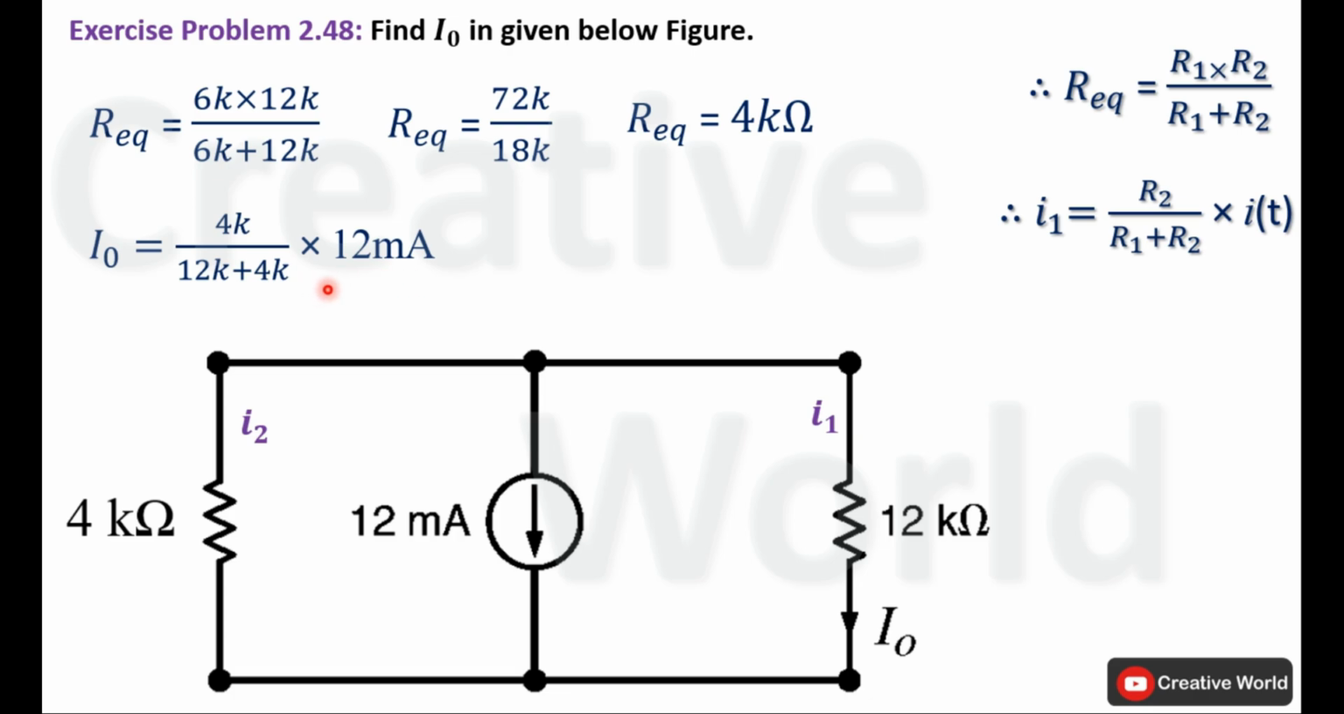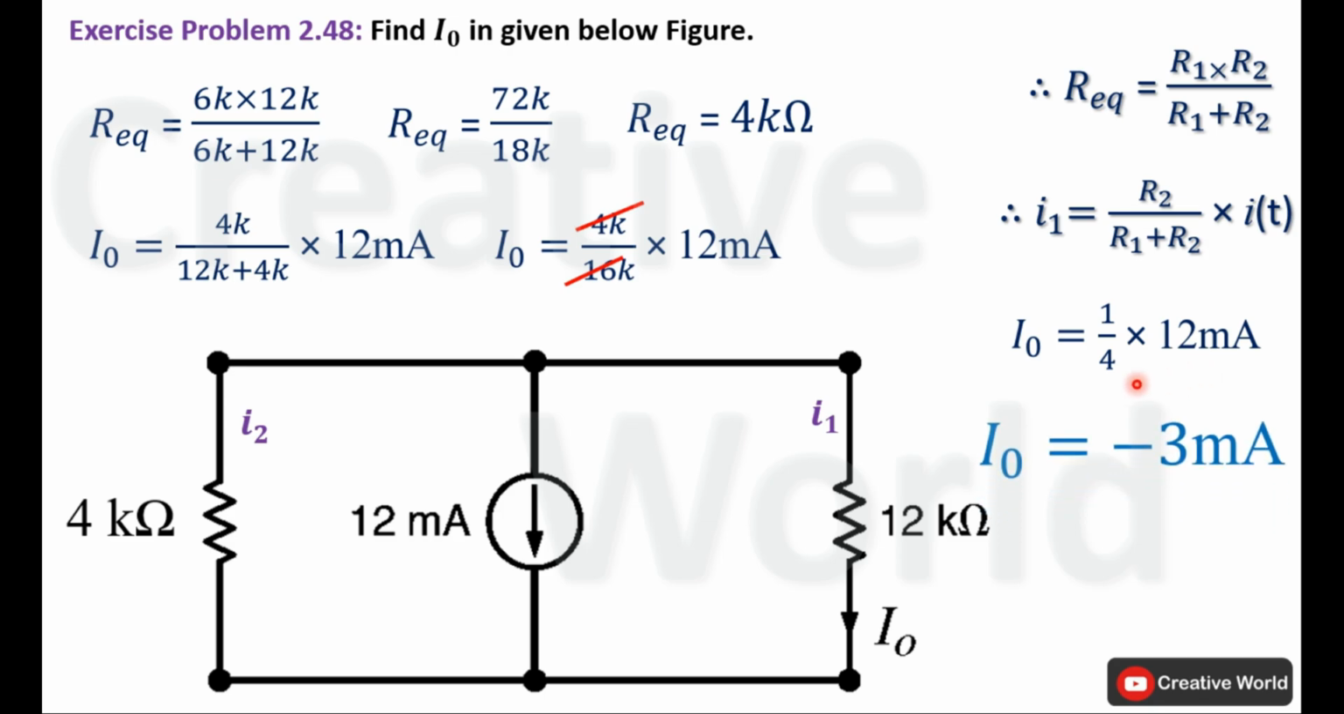Now solve this equation. Take the sum of 12K and 4K, it will become 16K. Now cancel out 16K with 4K, the equation will become 1 divided by 4 multiplied by 12 milliampere. Divide 12 milliampere by 4, the answer will be minus 3 milliampere.